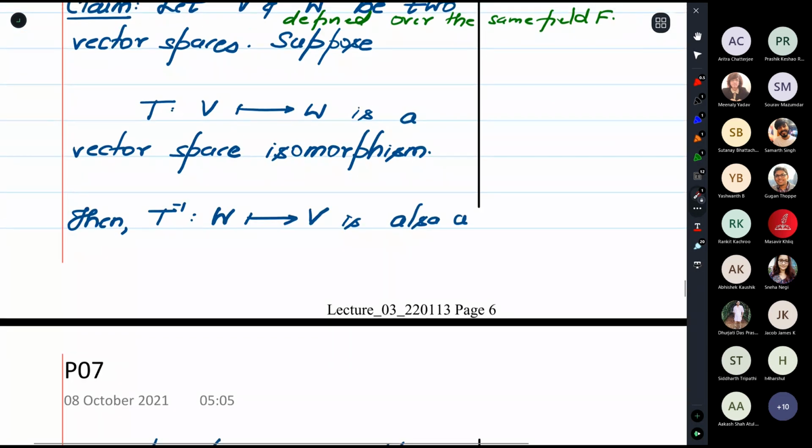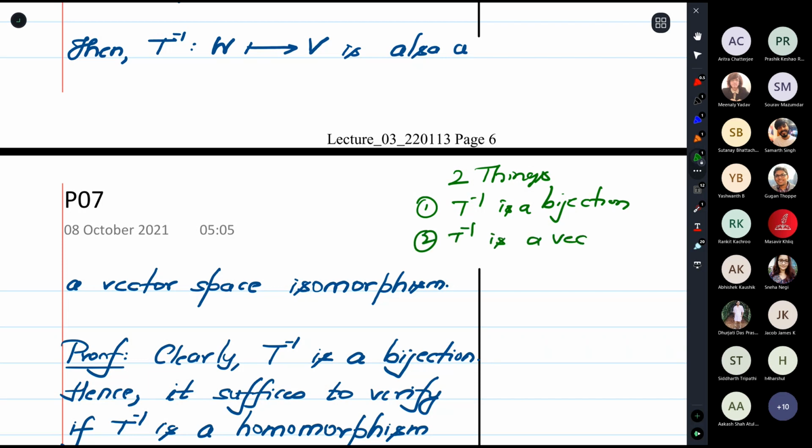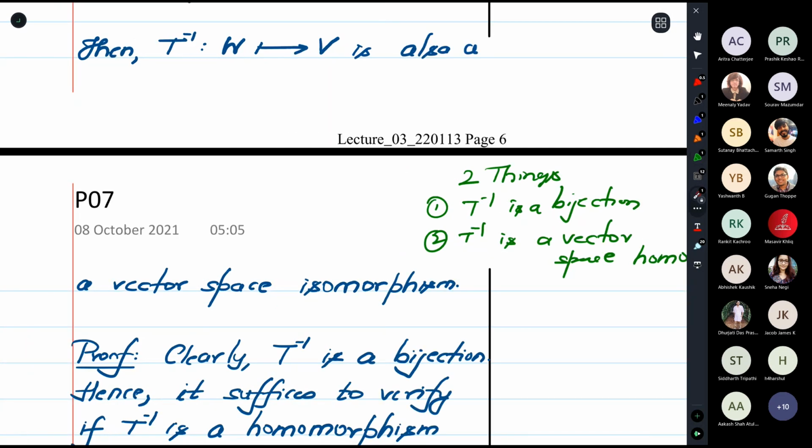In order to verify that T inverse is also a vector space isomorphism, we need to verify two things. The first thing is that T inverse is a bijection, and the second thing is that T inverse is a vector space homomorphism. All right, so this is what we are supposed to verify.